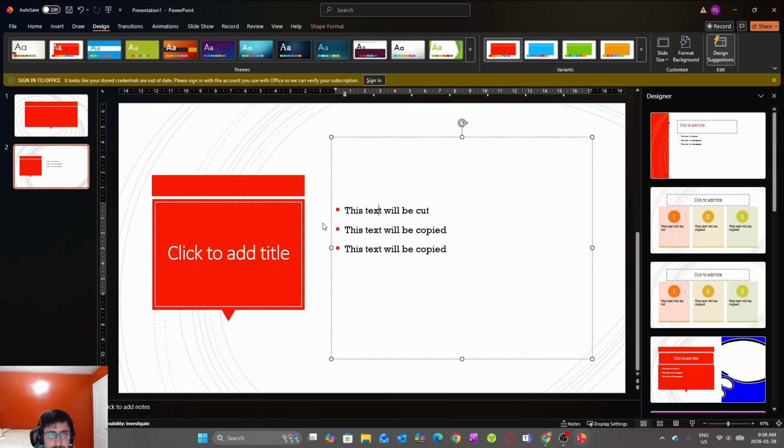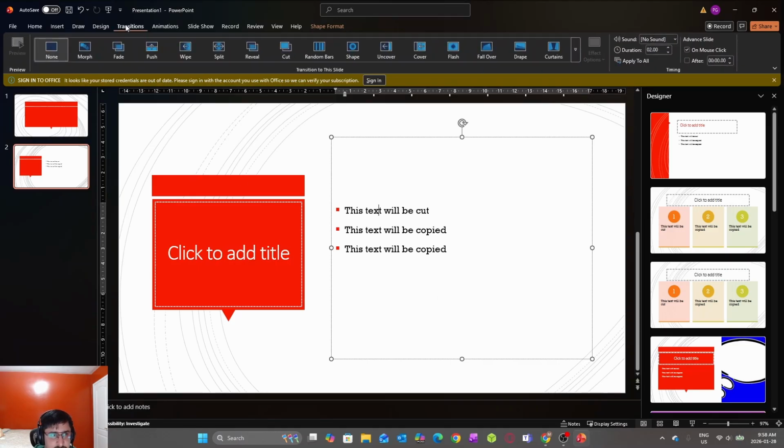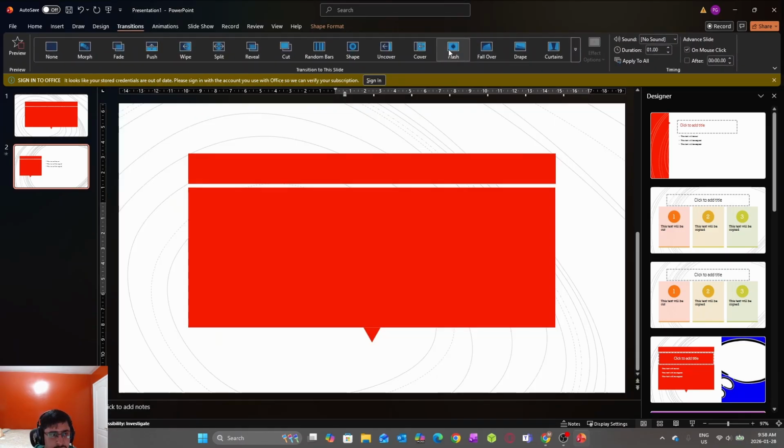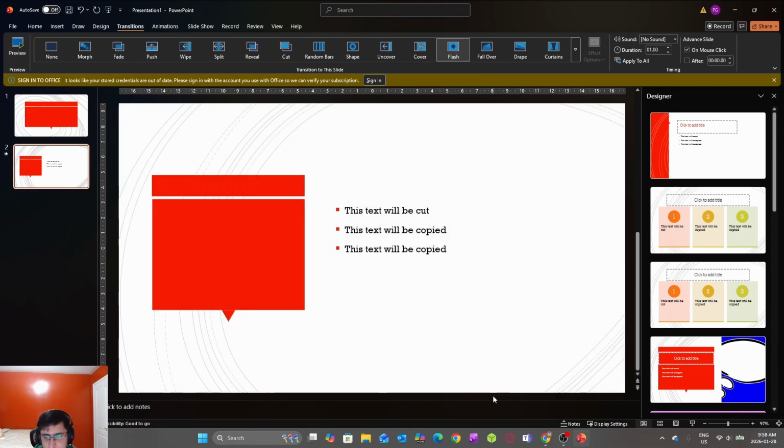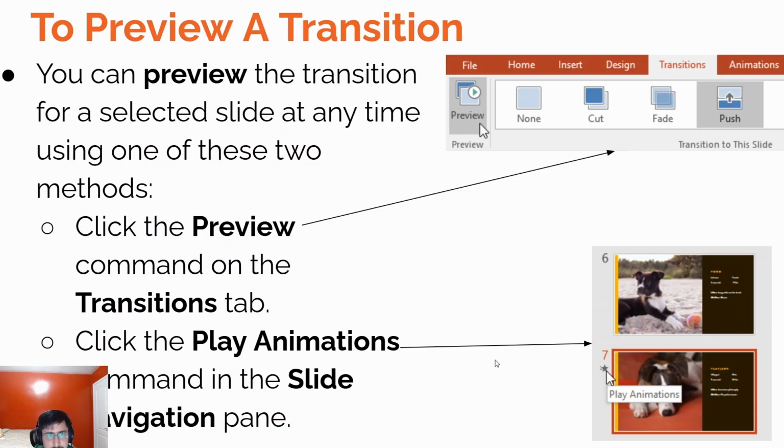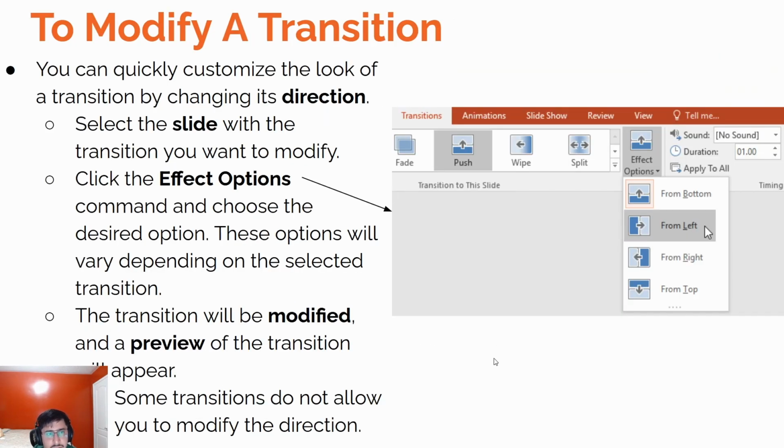So let's just show those 2 slides off. So let's add transitions. Let's just go flash, right? And then to preview it, again, we can click this, or we could click this, right? Either works. Now we can modify a transition, so we can quickly customize the look of a transition by changing its direction. We select the slide with the transition effect we want to modify, then click the Effect Options command and choose the desired option, right?